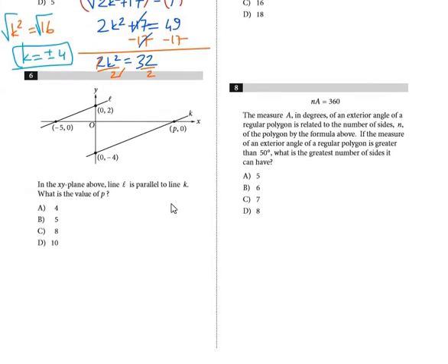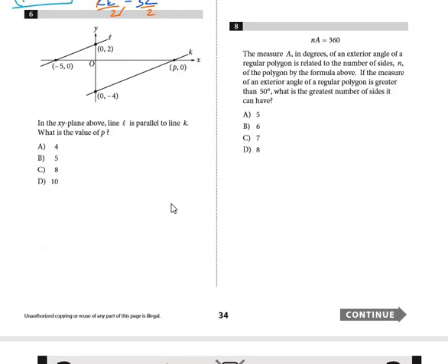Question number 6. In the xy plane above, line L is parallel to line K. So line L is parallel to line K. What's the value of p? If two lines are parallel, then they have the same slopes. So the slope of line L is equal to the slope of line K. If I can obtain one of the slopes and make it equal to the other one, I can solve for the variable here. How can I find the slope of line L?